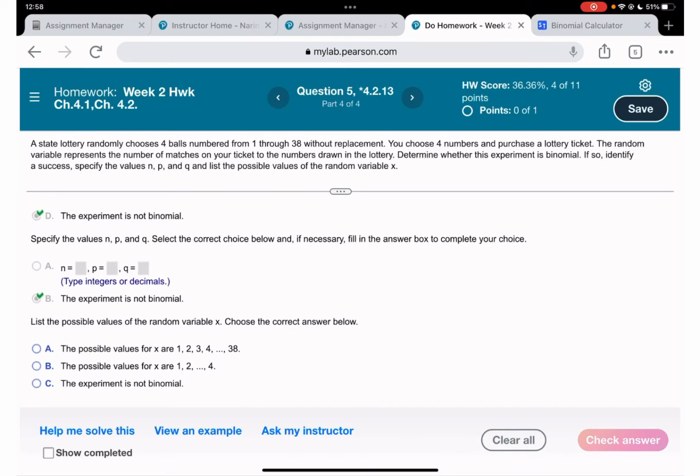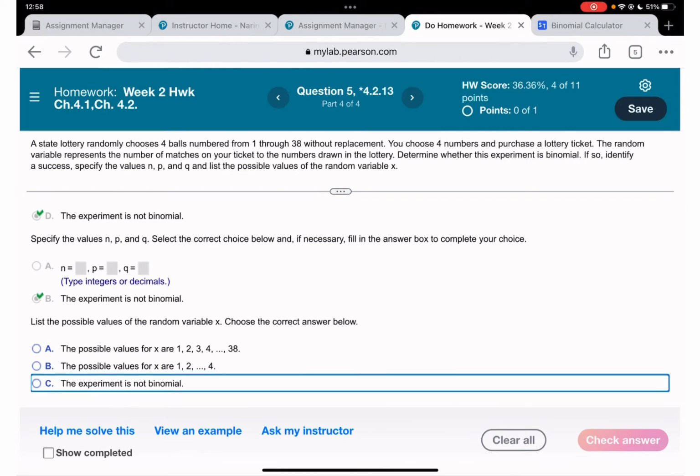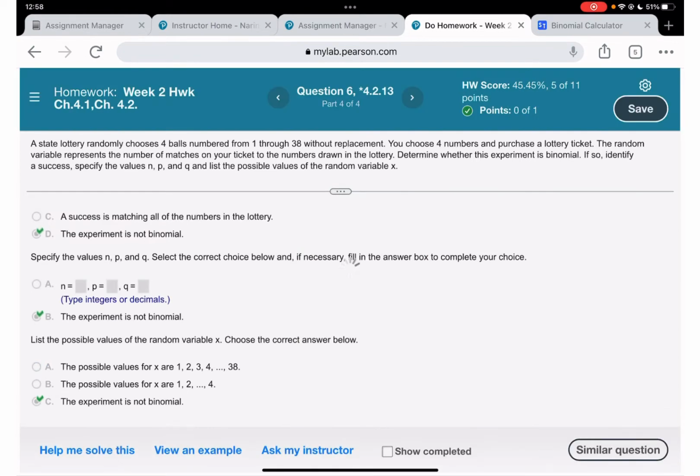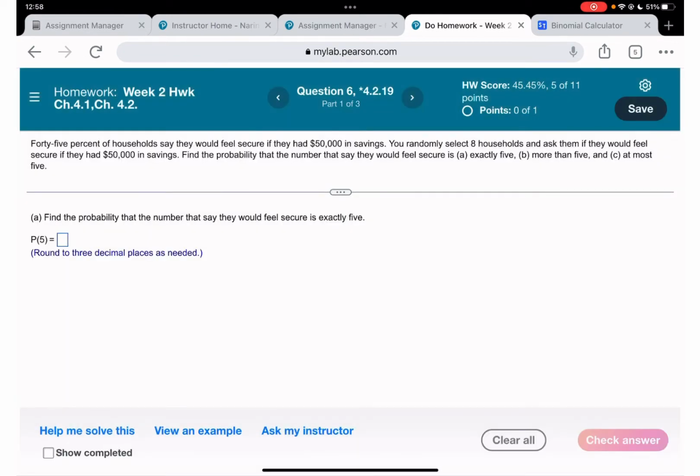Okay, what else we have? List the probabilities. So we can't list anything because the experiment is not binomial. Okay, moving to question number 6.